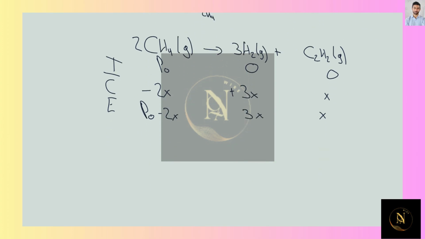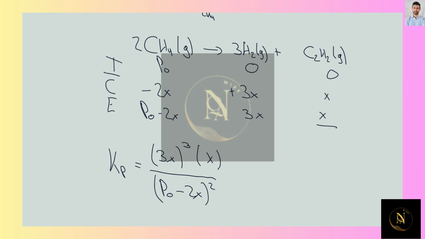So with these quantities, we can proceed and write down our value for Kp, which is going to be the pressure of hydrogen, which is 3x, to the cube, times the pressure of C2H2, in this case equal to x, divided by the pressure of CH4 squared.